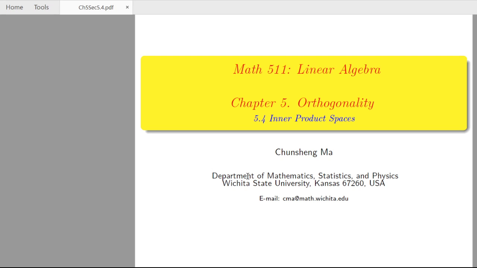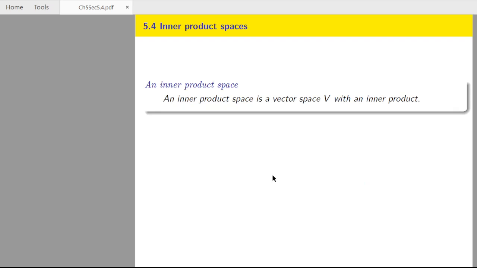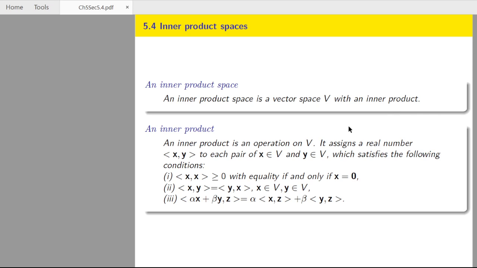Section 5.4 Inner product space. An inner product space is a vector space V with the inner product. Here is a definition for an inner product. An inner product is the operation on the vector space V.